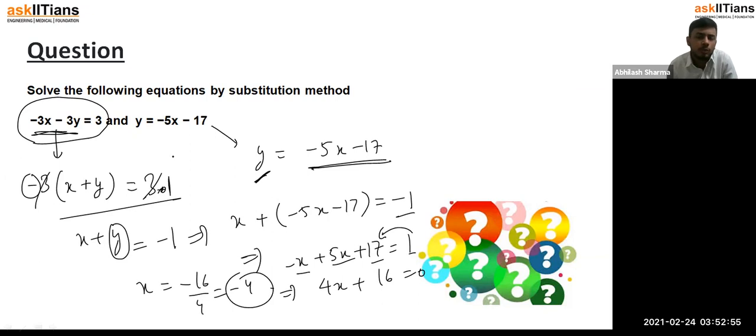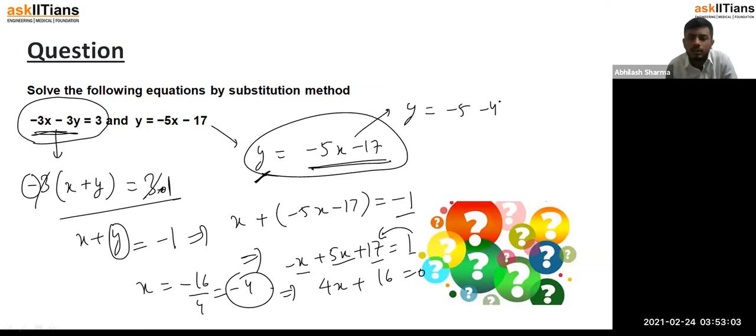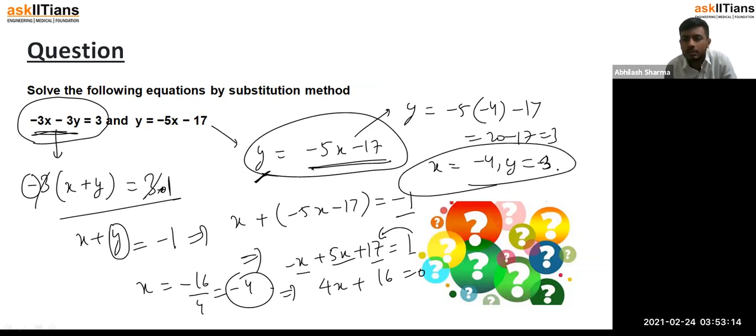So x value you have found. Put this value here in this equation, substitute this value of x equal to minus 4. So you get y equal to minus 5 into minus 4 minus 17. This gives us 20 minus 17, 3. So x equal to minus 4, y equal to 3 will be the answer. Okay, so I hope this is clear to everybody.